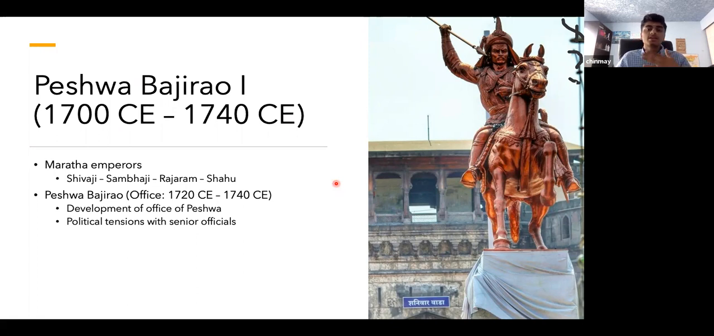And he is one of the greatest expansionists of the Maratha Empire, because he is the one who took the Maratha Empire from the kingdom that Chhatrapati Shivaji created, and eventually built it up into the huge Maratha Empire that we would remember today.